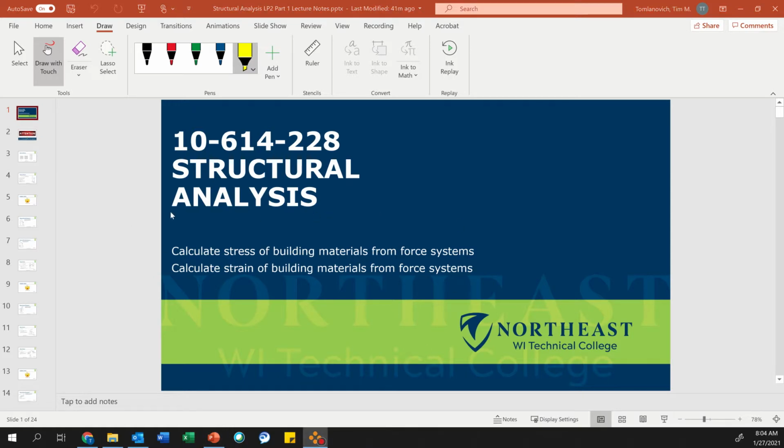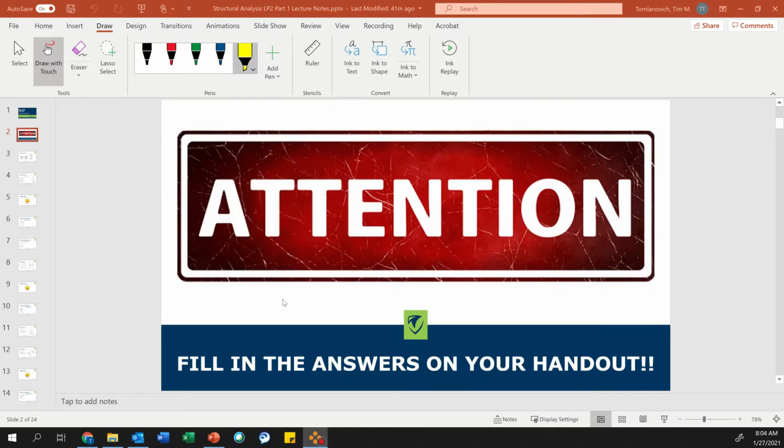Okay, so there are lecture sheets in Blackboard that I recommend you print out, key terms that you need to familiarize yourself with to get through your homework and get through the quiz. Those are attached. It's called Structural Analysis LP2 Part 1 lecture sheet, and then this is the Part 1 lecture note, and I'll have Part 2 the same thing.